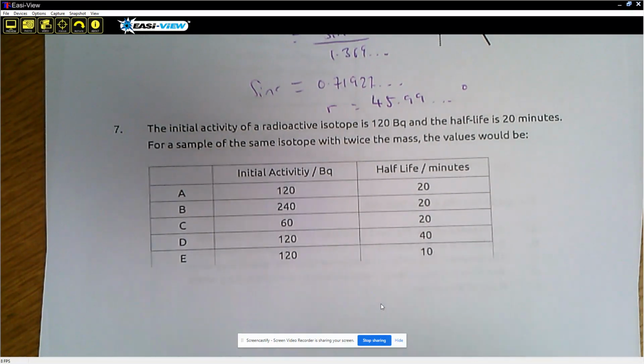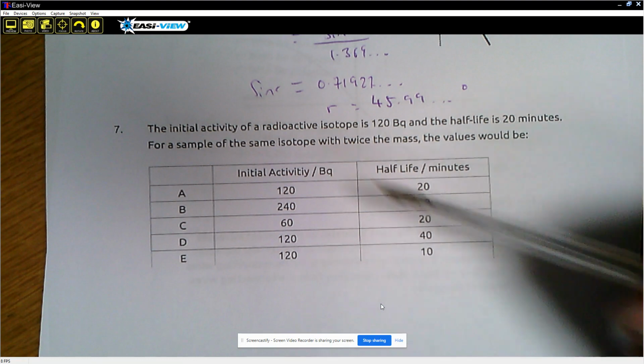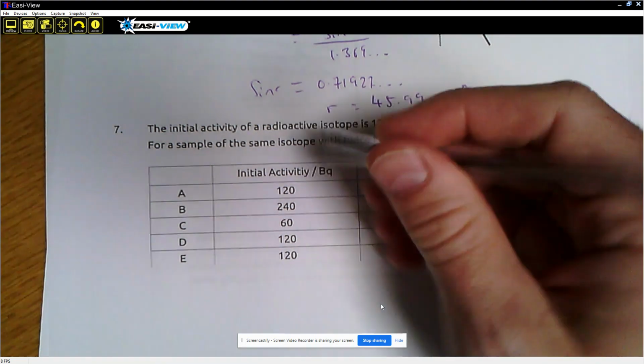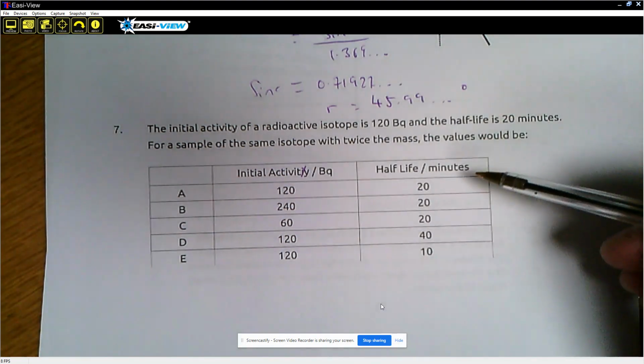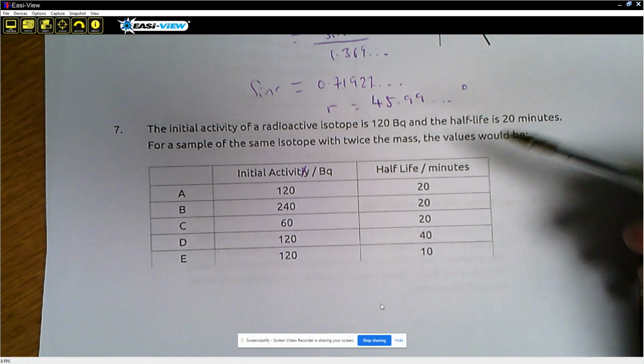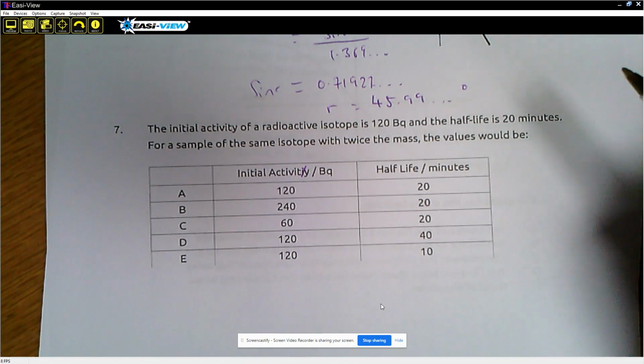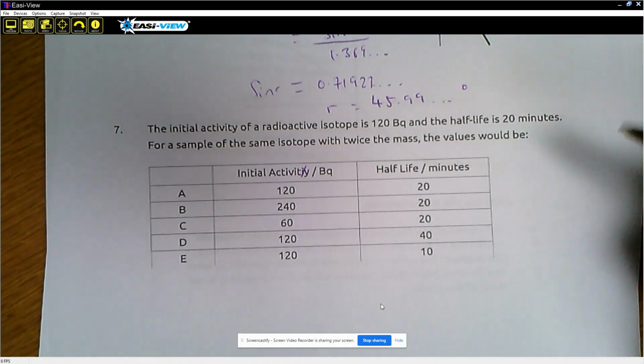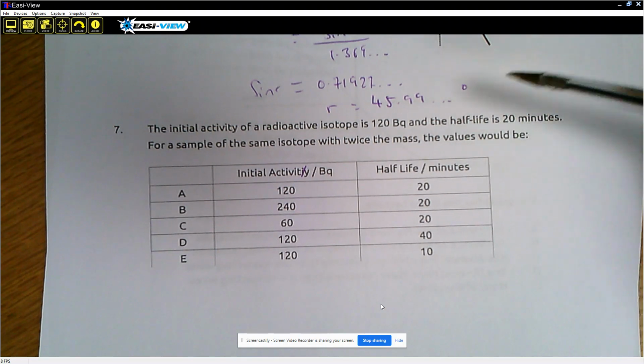So the initial activity of a radioactive isotope is 120 becquerel, and the half-life is 20 minutes. For a sample of the same isotope with twice the mass, the values would be... So we've got a table of values where we need to say what the initial activity would be, and then what the half-life will be. Now, this is really: do you know some facts about radioactive half-life and radioactive isotopes?